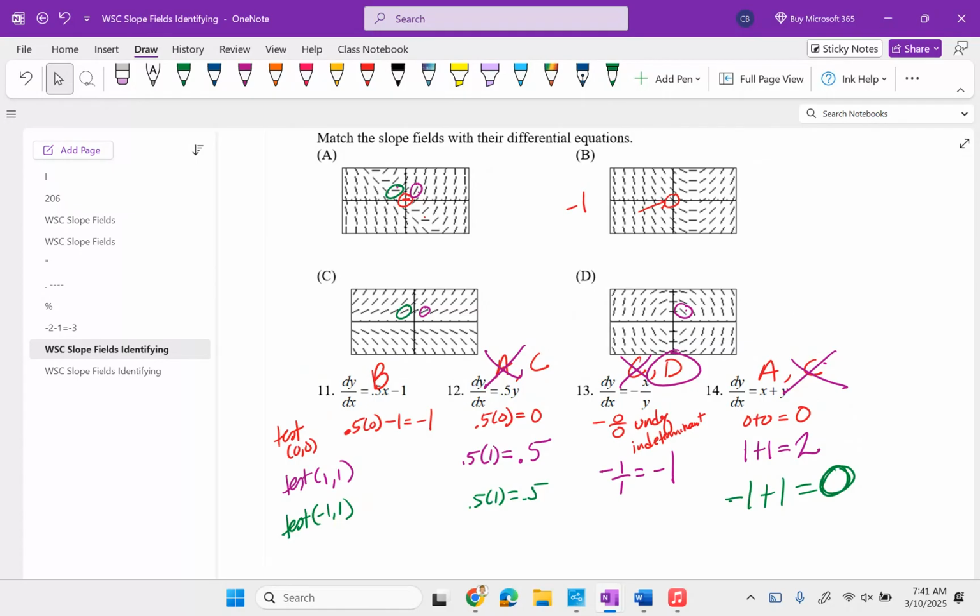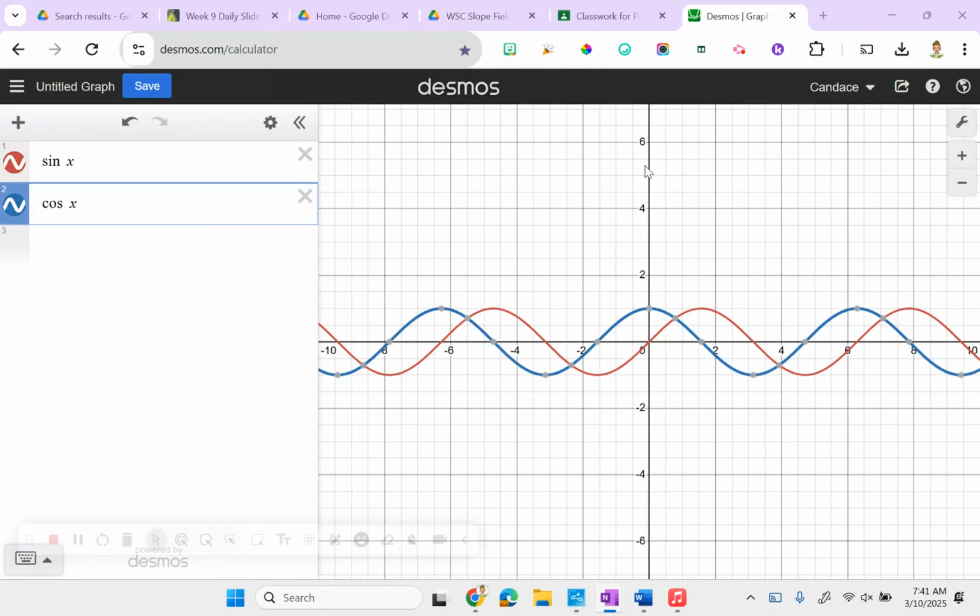Any questions on matching up slope fields? Okay, great. Let's take a look then at, let's go to our notes.